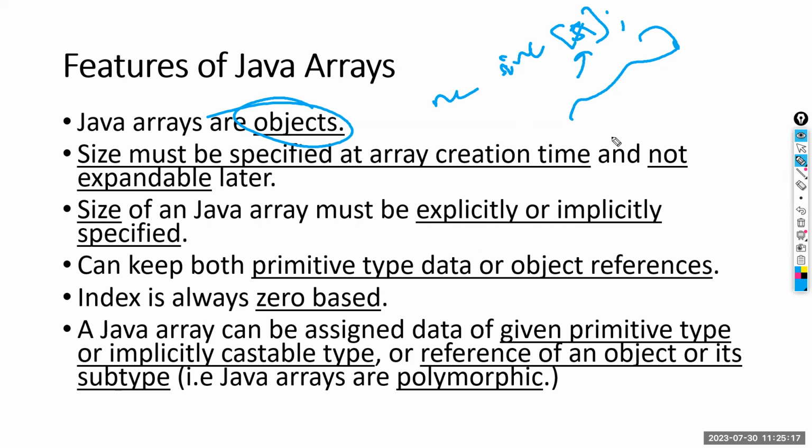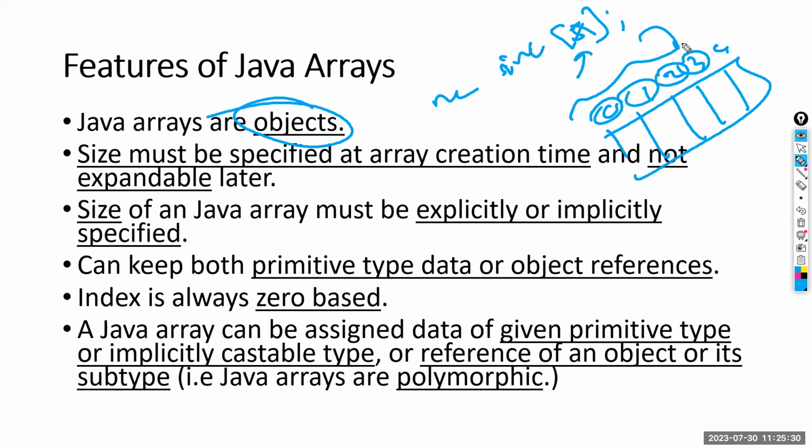And of course, in Java, arrays are always index 0, 1, 2, 3. But there are some other languages where we can give whatever the index we want. For example, in PHP, there's something called associative arrays. You can just give whatever the name you want as the index.